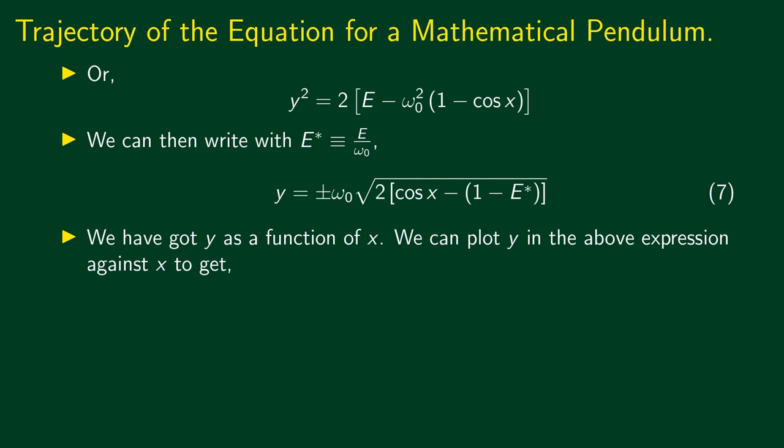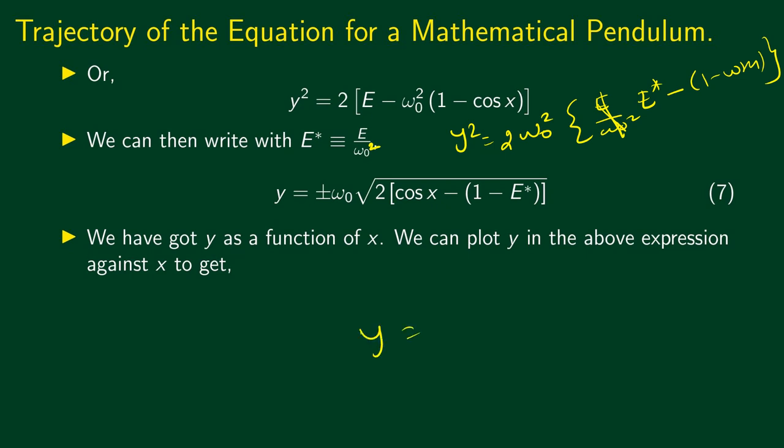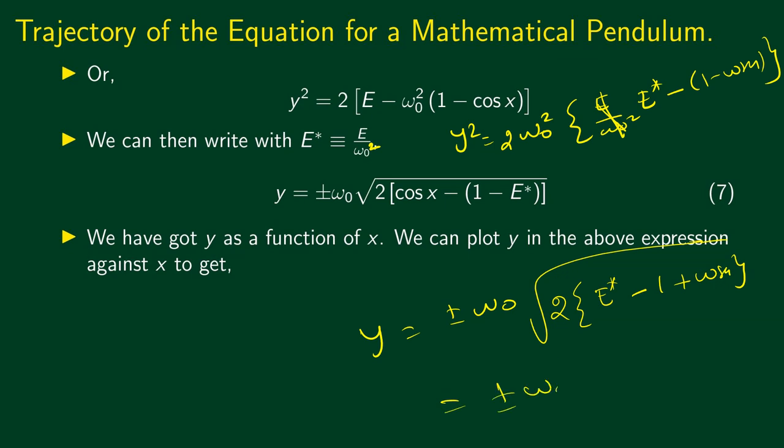In the substitution, we'll write E star is equal to E divided by omega 0 squared. Then y squared is equal to 2 omega 0 squared times (E star minus (1 minus cos x)). So y is equal to plus or minus omega 0 times the square root of 2, with the 2 inside the square root, of (E star minus 1 plus cos x). Conveniently, you can write this as plus or minus omega 0 square root of 2 (cos x minus (1 minus E star)). So this is the equation for y as a function of x.